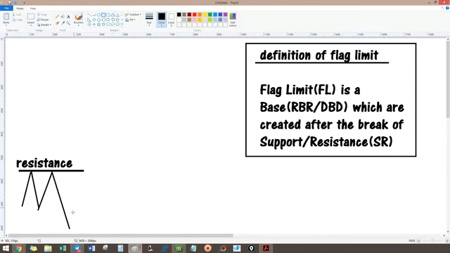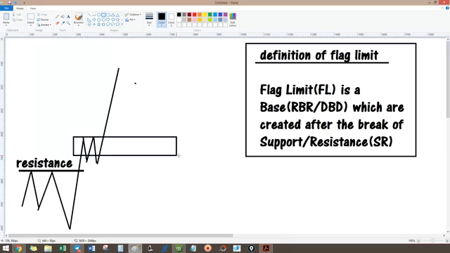Okay. So over here, you have a resistance, and then it got broken like this. After the break of resistance, usually it will be created a base here. Another base or rally base rally, and then it continues its movement up. So this base is a flat limit.